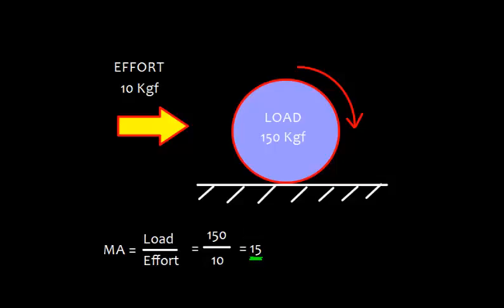So how can I interpret this information? Yes, if the machine were perfect, the effort will be 1 by 15. So we can write like this. This 15 is also equal to 15 by 1. So the effort will be like this, 1 and 1 by 15. So if the machine were perfect, the effort will be 1 by 15 of the load.